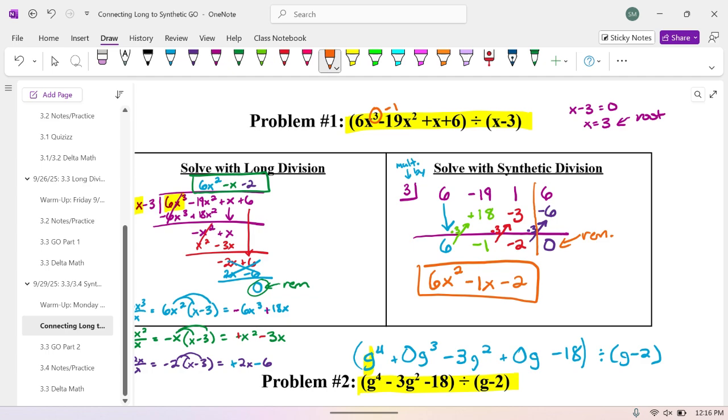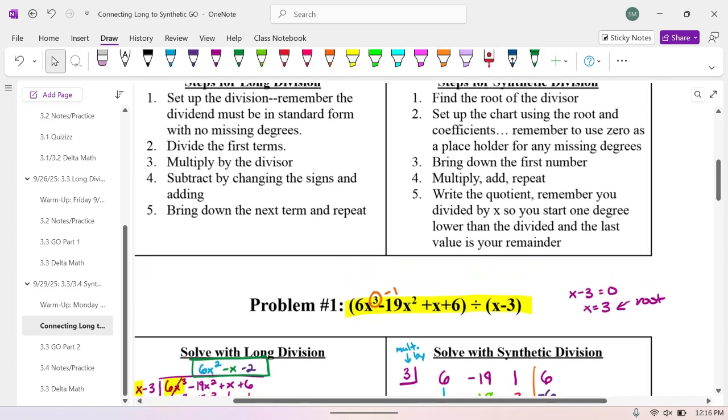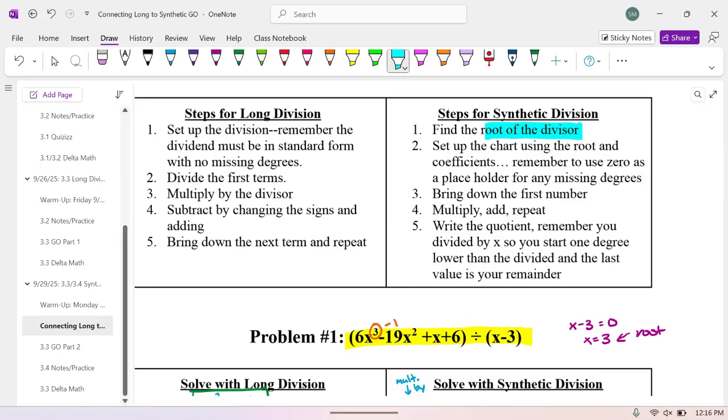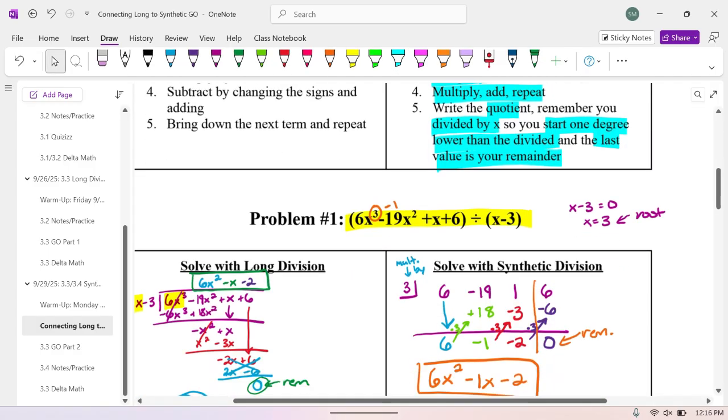So essentially, these are the steps for synthetic division, and it's written up here. You find the root of the divisor, so set the divisor equal to 0 and solve it if you need to. Set up the chart using the root and coefficients. And remember, if you don't have all of your exponents represented, use zeros as placeholders. Bring down the first number. Multiply, add, repeat. Write the quotient. And remember, you divided by x, so you start 1 degree lower than the original. The last value is your remainder.